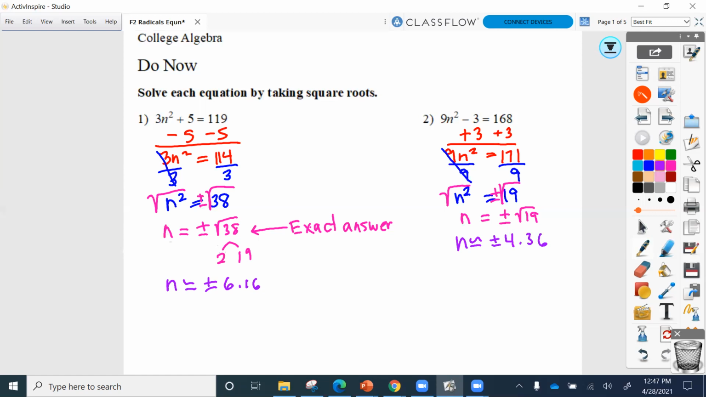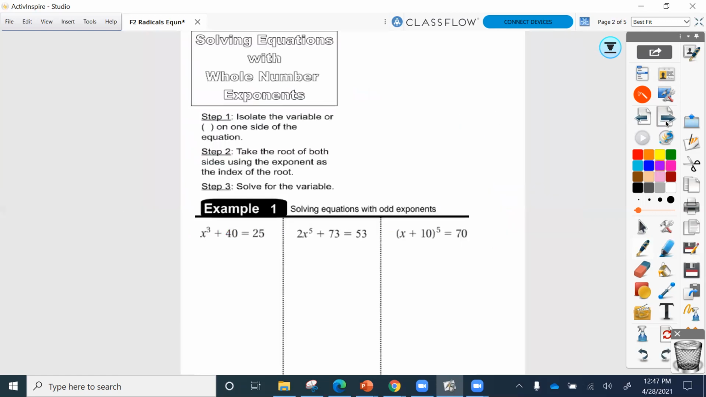Okay, so we've done problems like that in the past. Let's look at some new stuff. All right, so solving equations with whole number exponents. A whole number exponent is like that's the exponent and it's a whole number, it's not a decimal. All right, so first thing you're going to do is isolate the variable on one side of the equation. So the variable is x cubed, right? So we've got to get rid of 40. So you're left with x cubed is equal to 15.